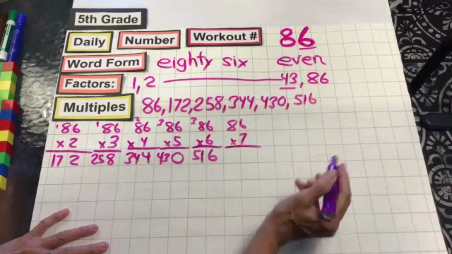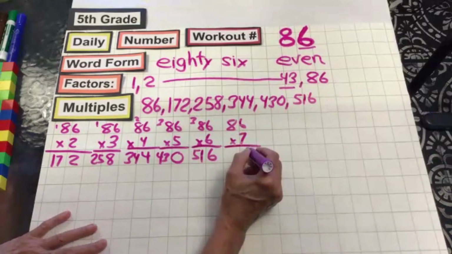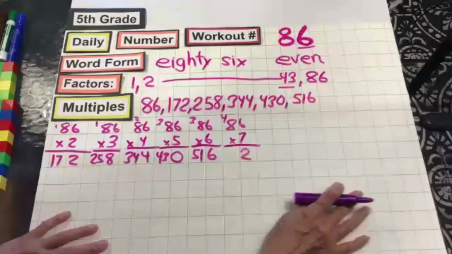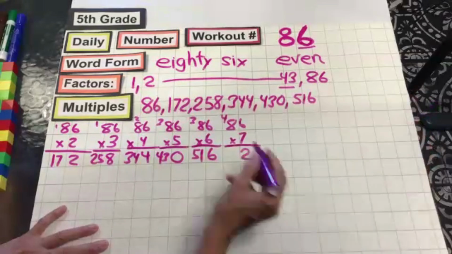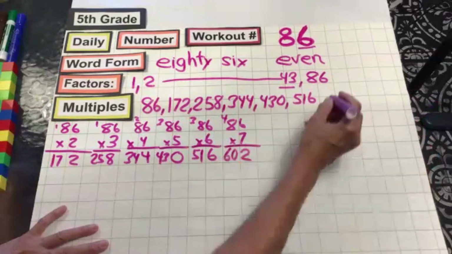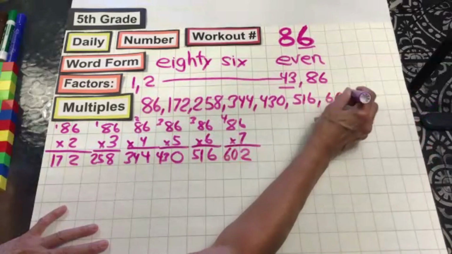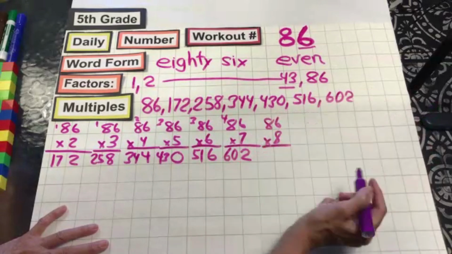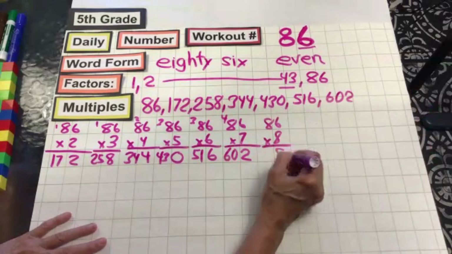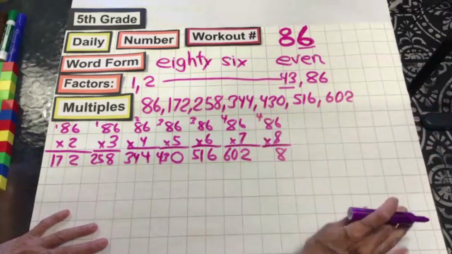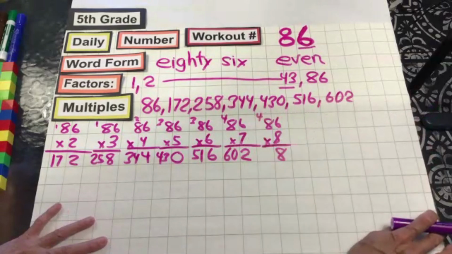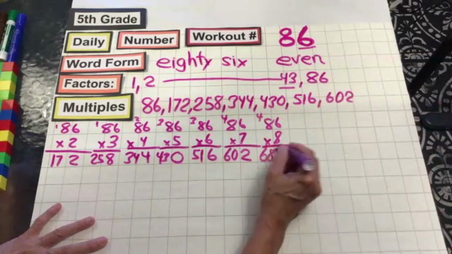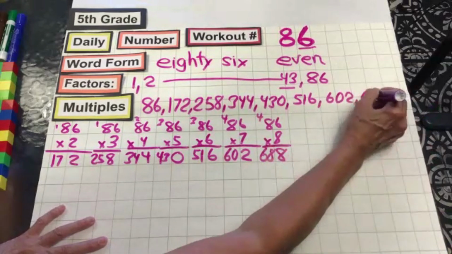7 times 86. 7 times 6 is 42. Drop the 2, carry the 4. 7 times 8 is 56 plus 4 is 60. 602. 86 times 8. 8 times 6 is 48. Drop the 8, carry the 4. 8 times 8 is 64 plus 4 is 68. We have 688.